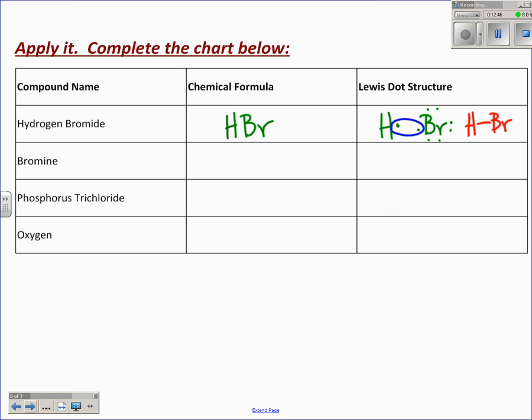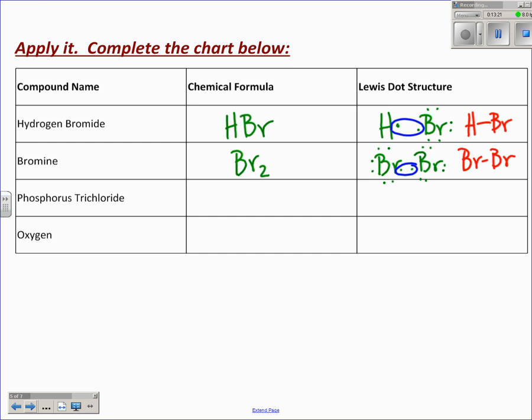If you do bromine, don't get tricked. Bromine is a diatomic, Br2. So you need to draw both bromines, each having 7 valence electrons. Notice that on each atom you have 1 unshared pair. Connect them. That would leave you with 1 single bond between the bromine atoms.